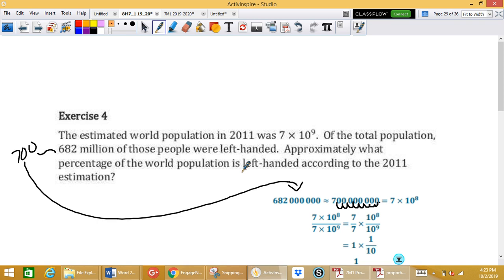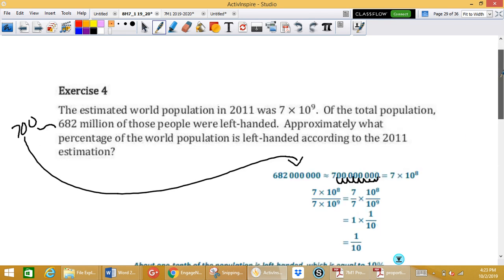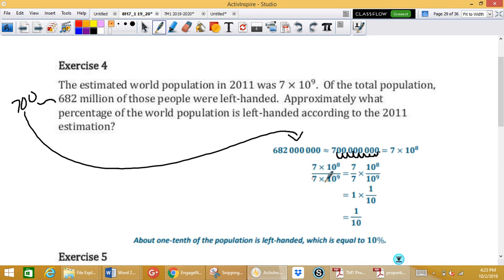So they want to know approximately what percentage of the world's population is left-handed. So left hand over the world's population. So 7 divided by 7 is going to give me 1. And then I got to do 10 to the 8 minus 9, which is 10 to the negative 1. Now remember, I can flip that to get 1 over 10. So 1 times 1 over 10 is just 1 over 10. So about 1/10 of the world's population is left-handed, which is about 10%.